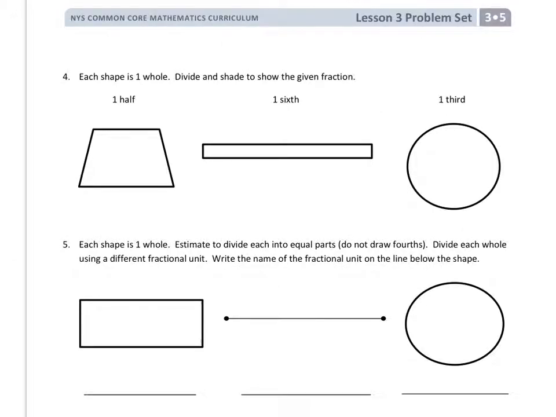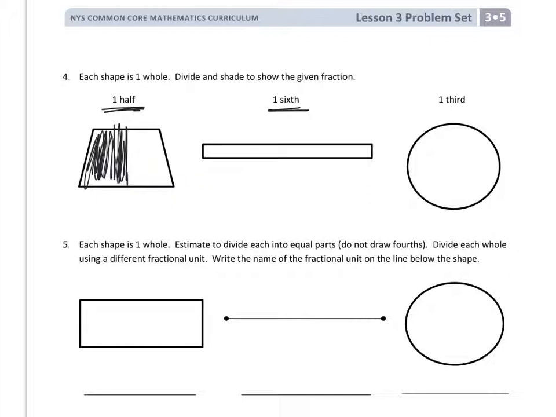Okay, number 4 is talking about each shape is one whole, and we're going to divide and shade to show the given fraction. So this one here says 1/2. So we need to shade 1/2 of this. We're going to cut it down the middle, because half means 2. Half means 2 equal pieces. Remember your fraction tape, cutting things in half means 2. And we're going to shade half of it. There we go. That's all we need to do with that.